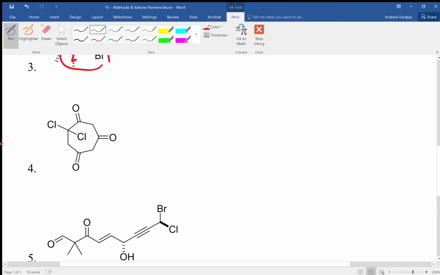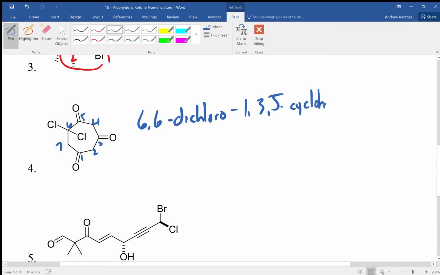Alright, number 4. We're going to start our numbering down here and go this way. And the reason we do that is because all of the carbonyls get priority over any other substituent, such as the chlorines. So here we just have 6,6-dichloro-1,3,5-cyclohexatrione.